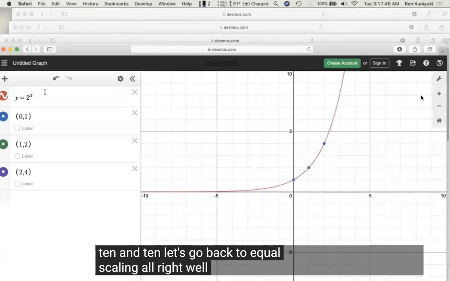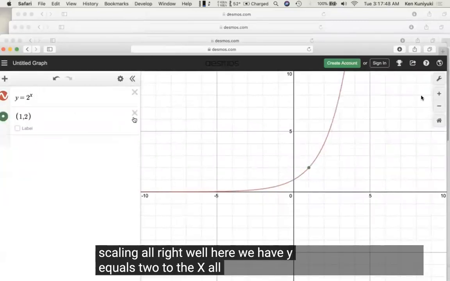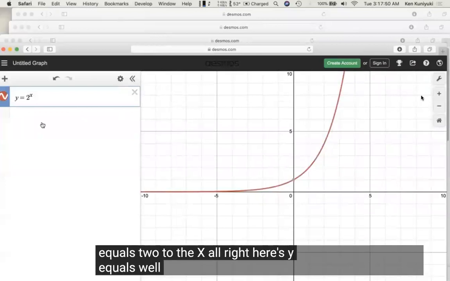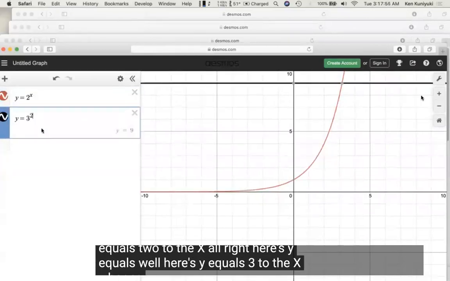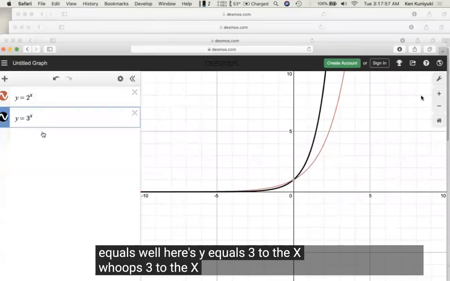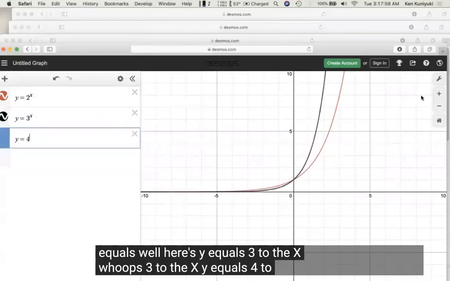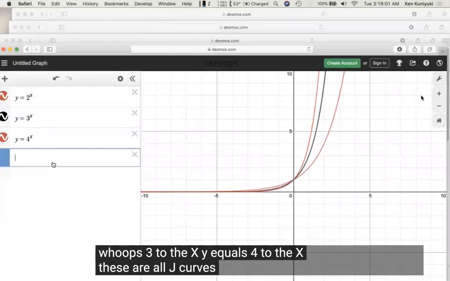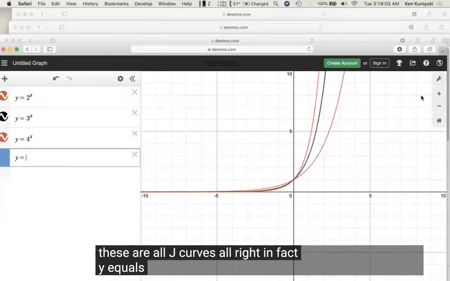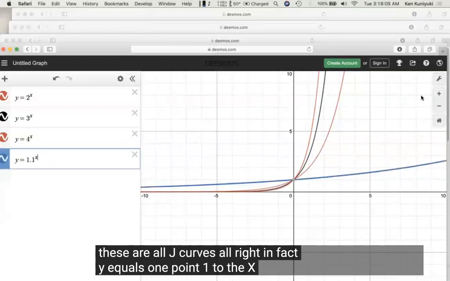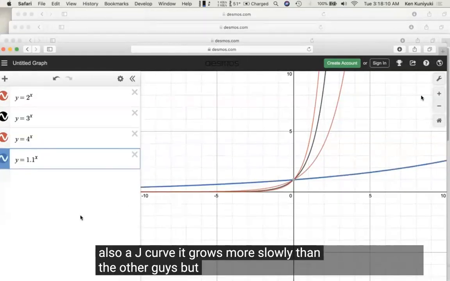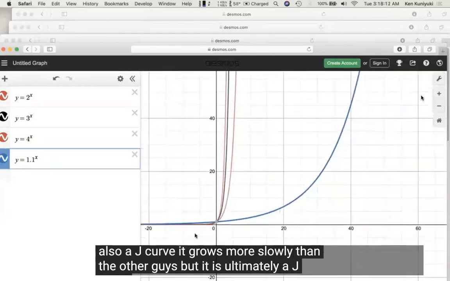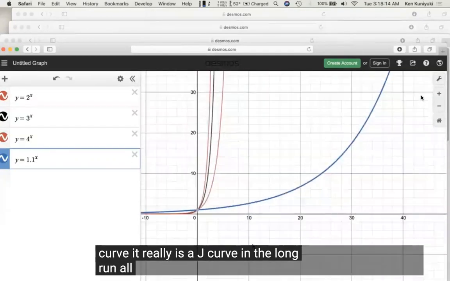All right, well, here we have y equals 2 to the x. Here's y equals 3 to the x. Y equals 4 to the x. These are all J curves. In fact, y equals 1.1 to the x is also a J curve. It grows more slowly than the other guys, but it is ultimately a J curve. It really is a J curve in the long run.